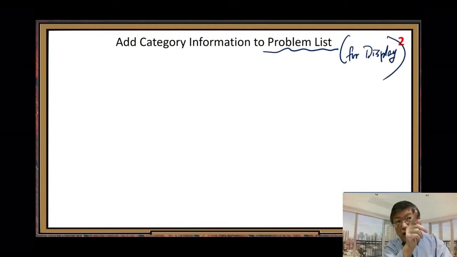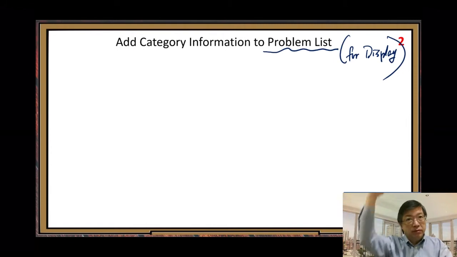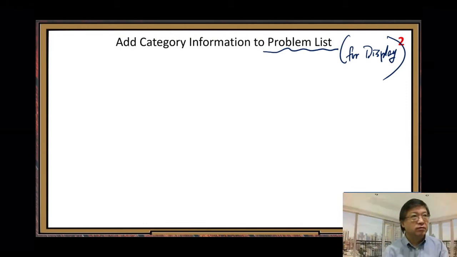Because when you display the questions, at the same time, you want to show your users which category this problem belongs to, right? In the page, you want to show that. In the drop-down list, you want to display that particular category. So that's the reason we need this information.